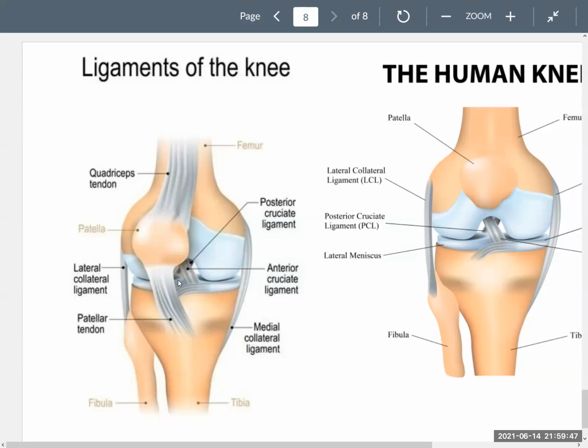Charlie? Yes. The cartilage that sits in the medial meniscus, is there a particular name for that we should know? It's hyaline cartilage. I don't know if there's any other particular name for it.